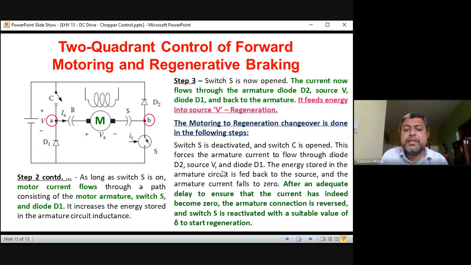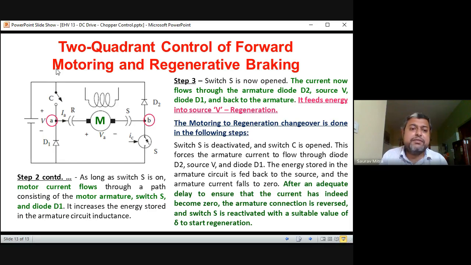So after an adequate delay to ensure that the current has indeed become zero, the armature connection is reversed. So again, right side was R, left side was S. Again, it will be reversed, R and S. And in the next step, the armature connection is reversed. Switch S is reactivated. So 0 to delta T is again started in the next cycle, and the suitable value of delta to start the regeneration. And next step is C is connected again.